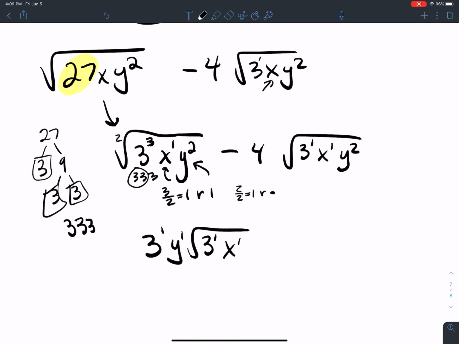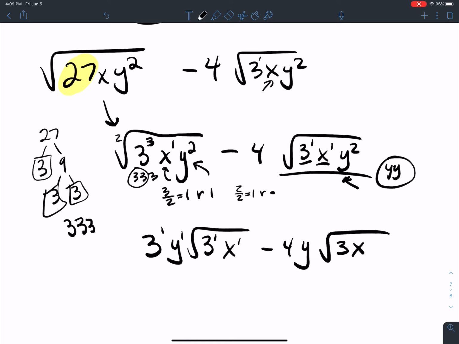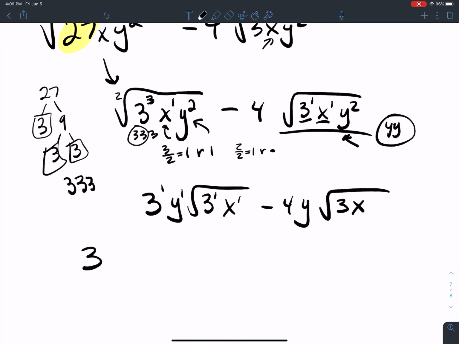Okay? Same thing over here. Okay, I have negative 4. Now on the outside, do I have anything on the outside? Well, the 3 doesn't have a buddy to come out, so it's stuck in the house. X, same thing. We're stuck inside the radical. But this y squared, there's 2 y's, so I can get one group that comes out and no groups that stay inside, right? So what am I left with? Am I left with something with the same DNA? 3y square root 3x minus 4y square root 3x.